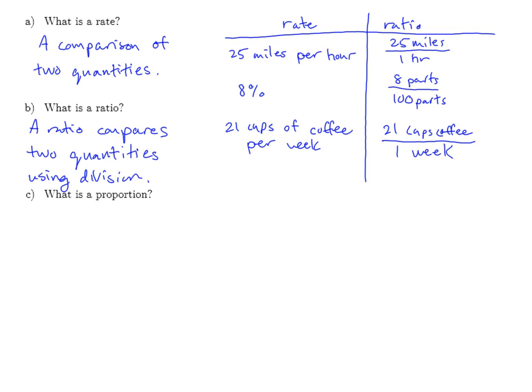Now, as we look at these, particularly 21 cups of coffee in 1 week, we could write that in different ways. We could say 21 cups of coffee in 1 week is the same as 21 cups of coffee in 7 days, and then we could break that down into each day being 3 cups of coffee per day. And that idea of writing an equivalent ratio gets at the idea of a proportion. A proportion is a statement that two ratios are equal.